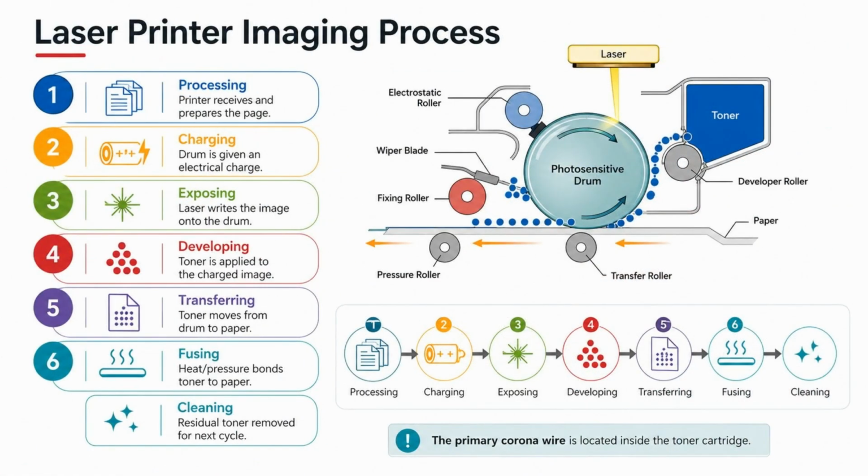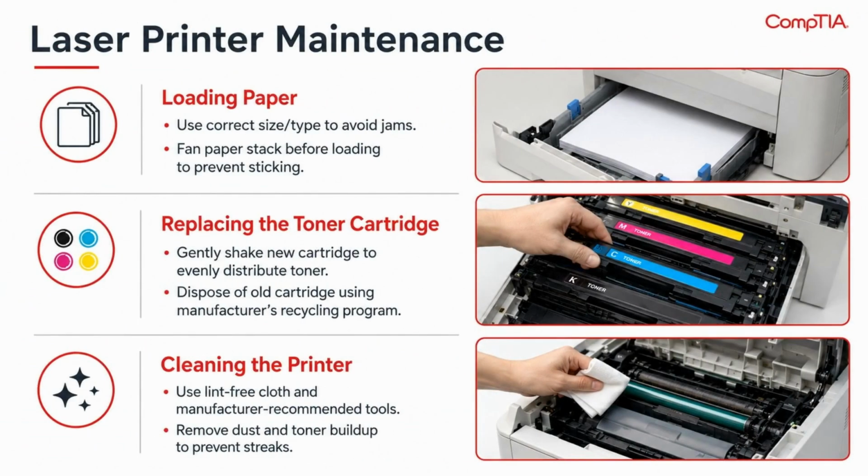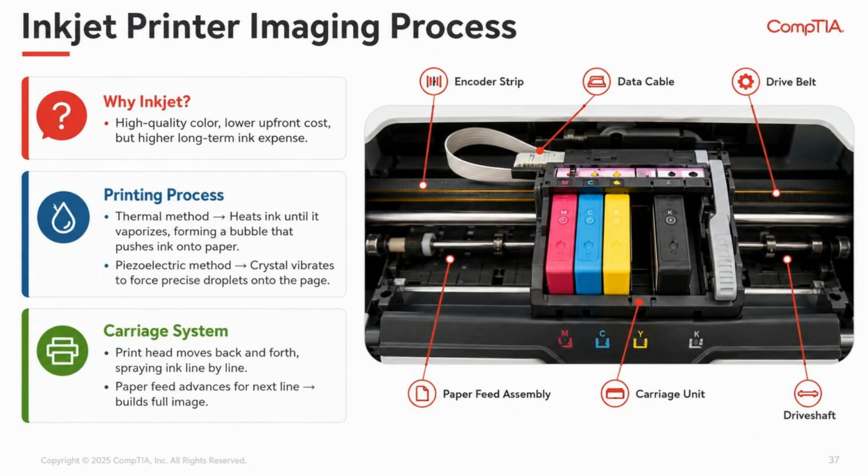The laser imaging process follows 6 key stages: processing, charging, exposing, developing, transferring, and fusing, followed by a cleaning step to prepare for the next cycle. Key laser maintenance involves loading paper carefully to prevent jams, properly replacing toner cartridges, and cleaning the interior to avoid streaks on your documents.